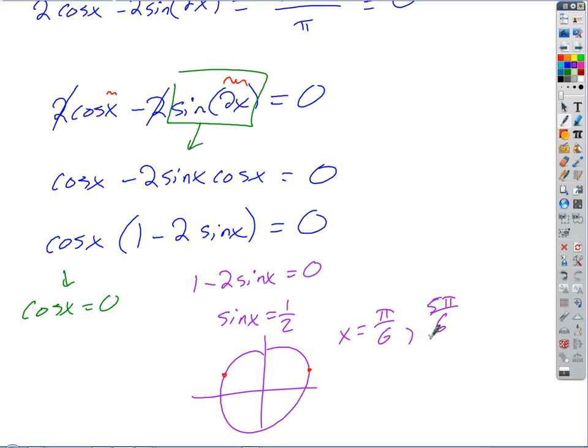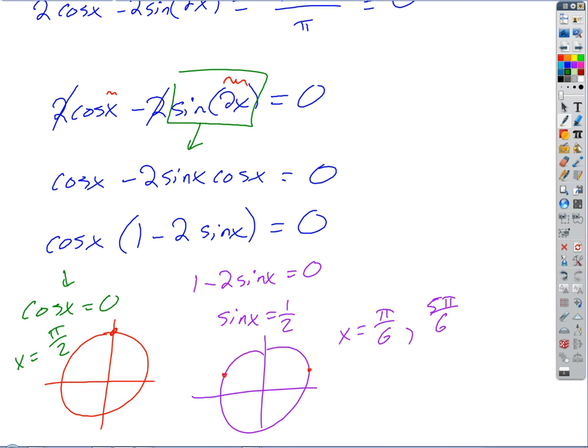Okay, what about this one right here? Where does cosine of x equal 0? Cosine equals 0 right there, doesn't it? At pi halves. So from this one, I get the solution x equals pi halves, right?